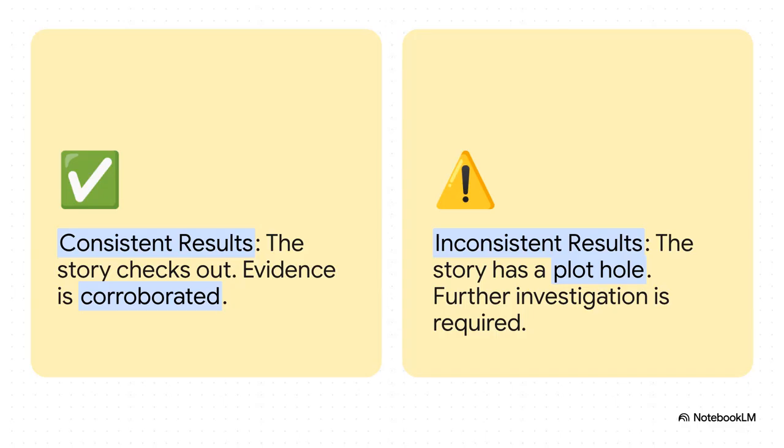At this point, the path basically splits in two. On one hand, if the results line up with what the auditor expected, great, the story checks out, the evidence is corroborated, and we can move on. But if the results are inconsistent, the auditors just found a plot hole. Now, this doesn't automatically mean there's fraud, but it definitely means more digging is required to figure out what's going on.